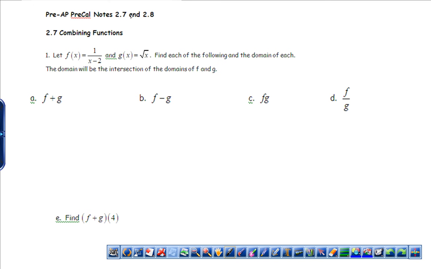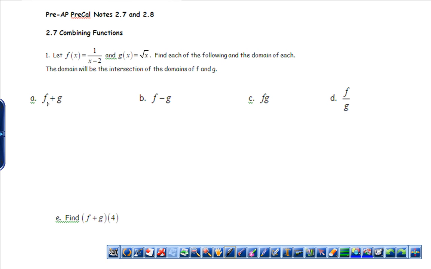Number 1 says let f of x equal 1 over x minus 2 and g of x equal the square root of x. So we have a rational function and we have the square root of x, and we are going to combine these to find the domain. And some of these might be an intersection.